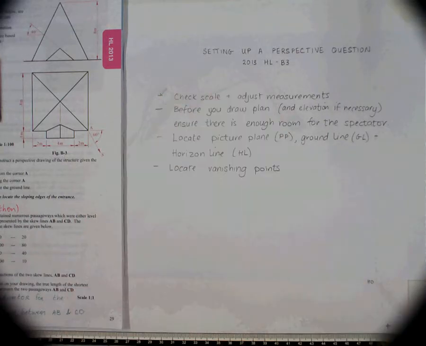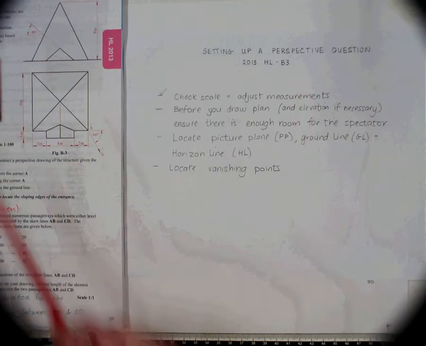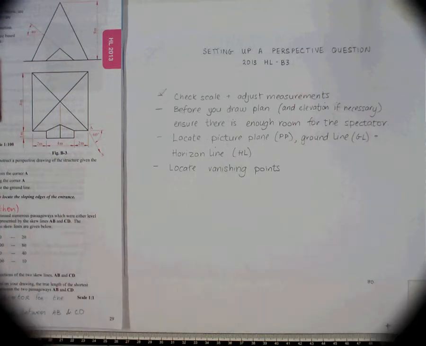Okay, before you draw your plan, you need to make sure you have your spectator. Usually you would locate the spectator at the bottom right hand corner of your sheet to make sure you have enough space on your A3 sheet or A2 sheet to do the question. So I've just found my spectator on the bottom right hand corner and I've labelled it S.